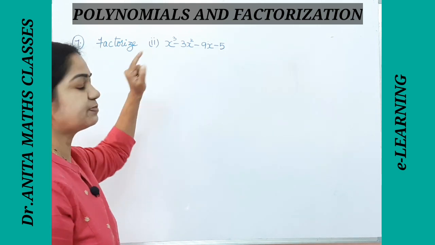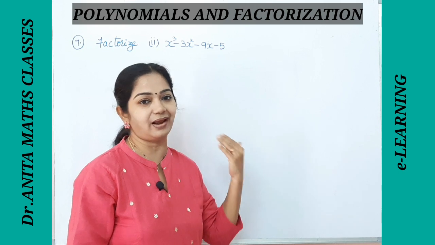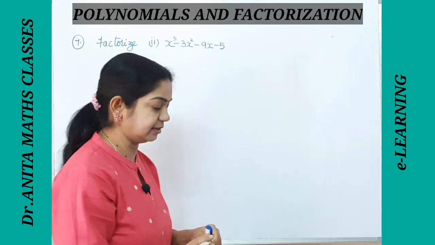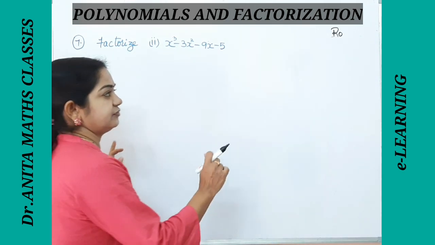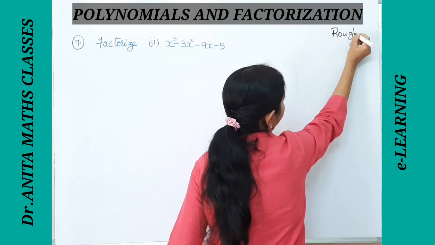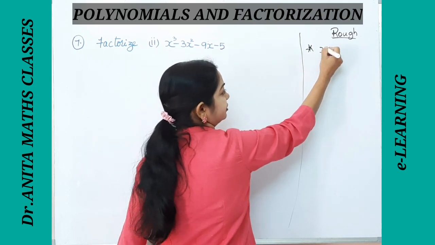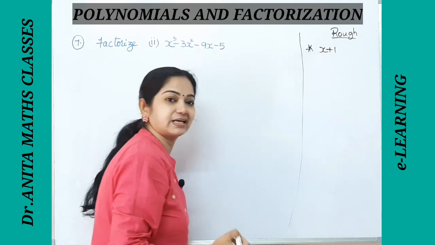Now first, before factorizing, we will check for the conditions of x plus 1 and x minus 1. Okay, here. So first we will check for the conditions here in the rough part. The conditions of the factorization we know. We have discussed this. X plus 1 is the condition.